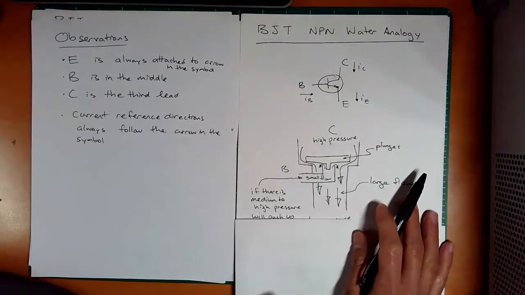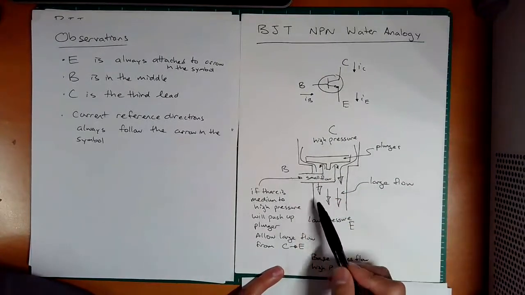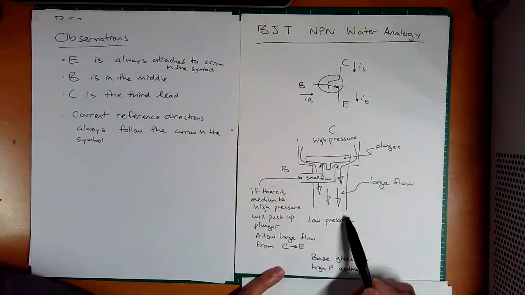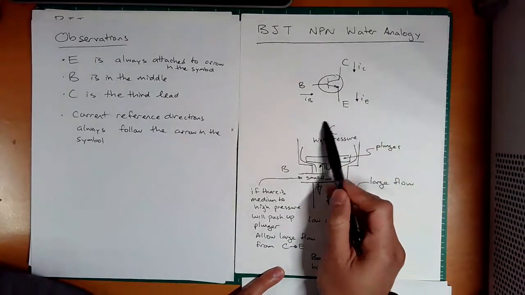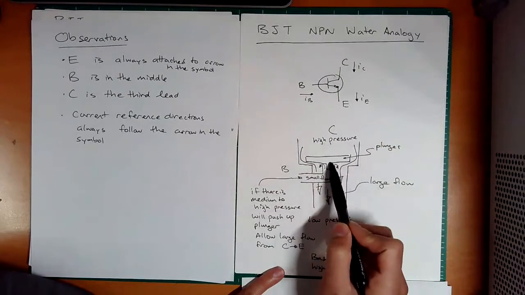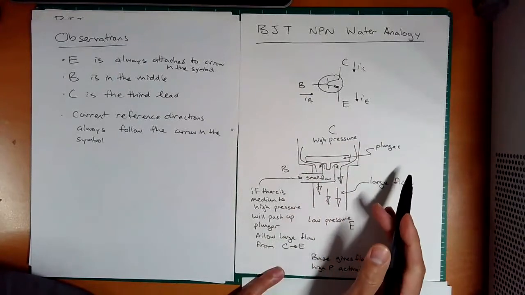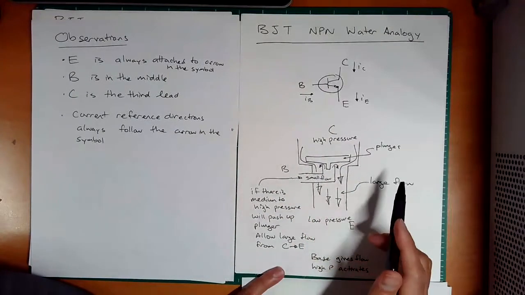Okay, so here's the idea. Imagine you have a pipe. And again, I have a three-terminal device. I have collector, base, emitter. And imagine I have a high pressure and a low pressure. High pressure at the collector and a low pressure at the emitter. And imagine this little plunger. Now, this isn't the perfect example, so I apologize, but I hope the idea gets across.